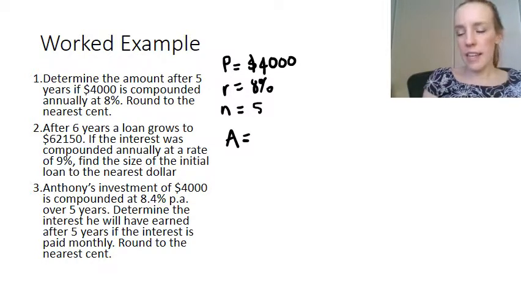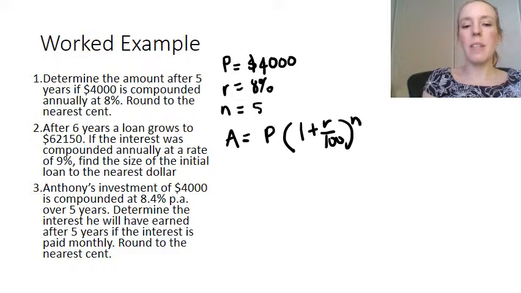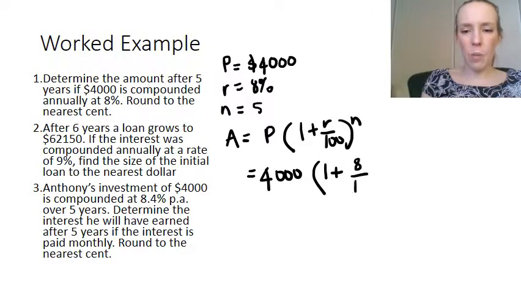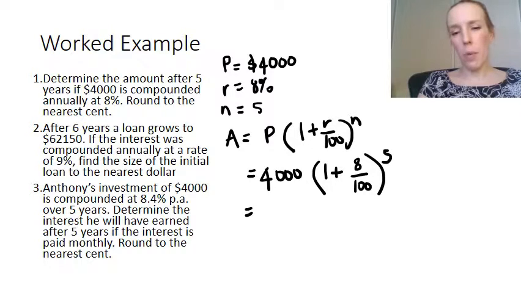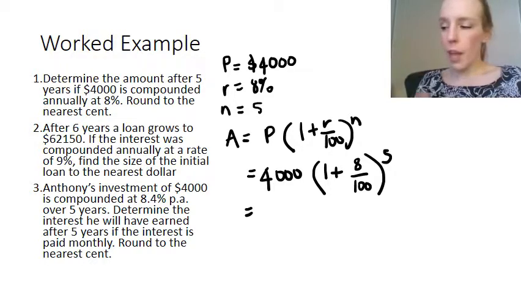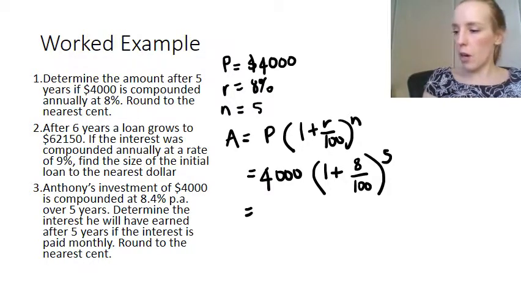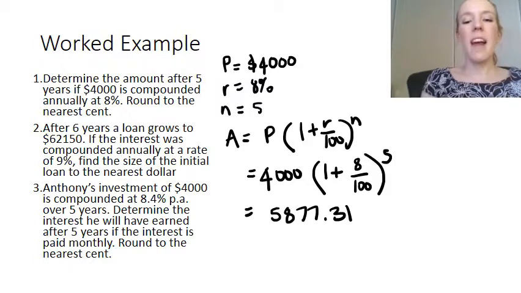So the amount is equal to the principal times 1 plus r over 100 to the power of n, the number of pay periods. So our amount is equal to $4,000 multiplied by 1 plus 8 over 100 to the power of 5. You can put that into your calculator. Make sure you've got it exactly like that, so it does the order of operations correctly. You can work it out in steps if you prefer. It's up to you. And we should get an answer of 5877.31. So that is our amount.